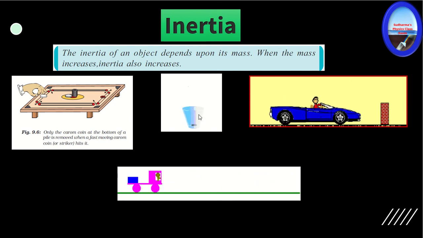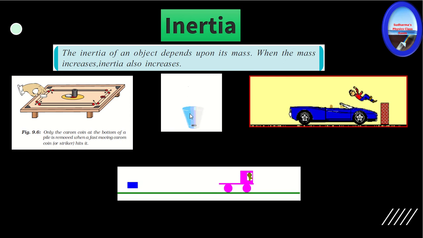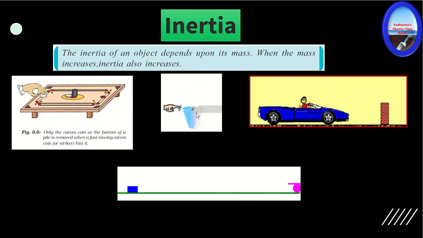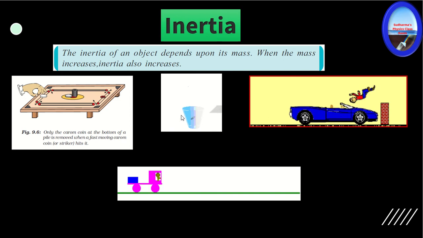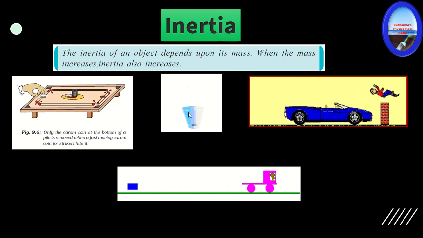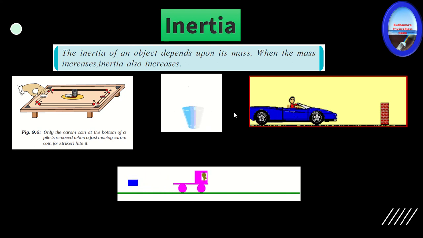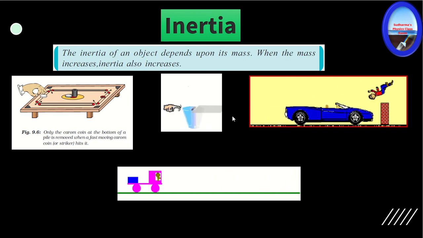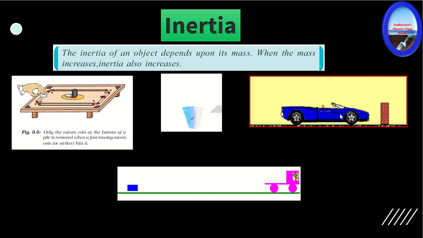Here you can see there is a tumbler and a coin, and a cardboard sheet is kept over the tumbler, and on that we have kept the coin. So here this person is just striking this cardboard sheet, right? When he strikes, the cardboard sheet moves and the coin comes down. Why?